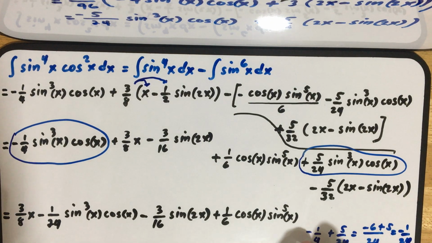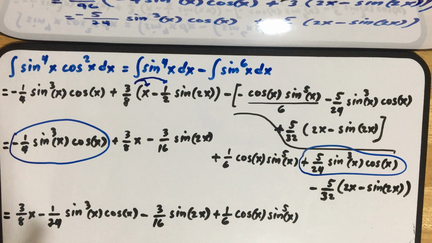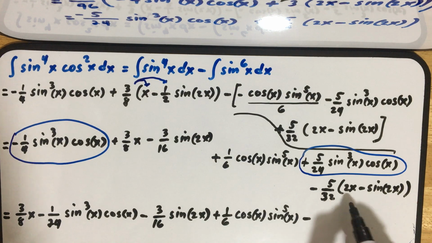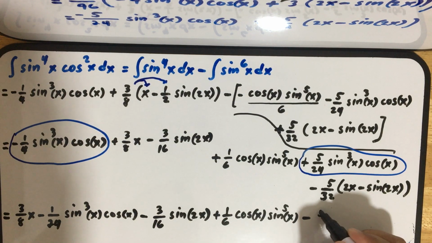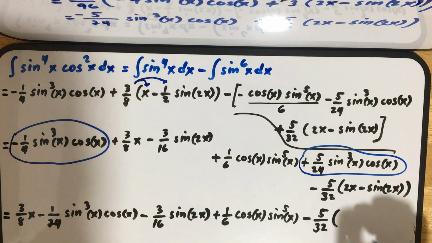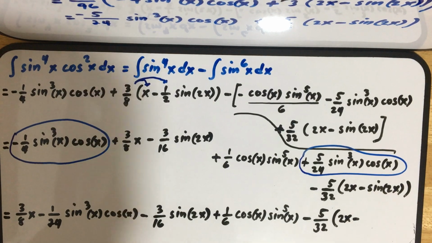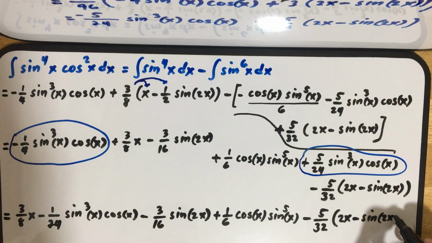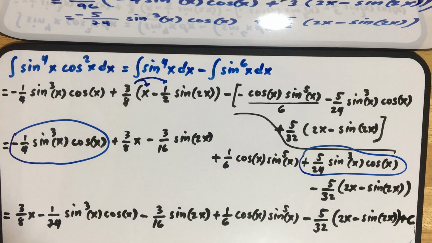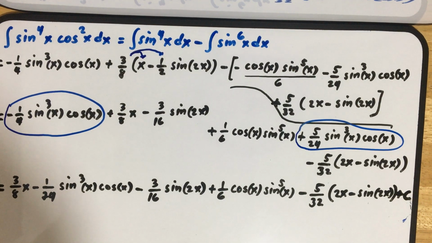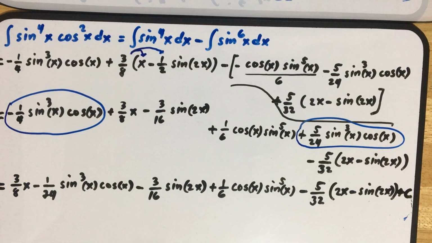Okay, so let me erase this. Then minus, what is left is this one, minus 5 divided by 32 times 2x minus sine 2x, then plus the constant of integration, which is c. Okay, so that is the detail of the solution of our problem for case 3.